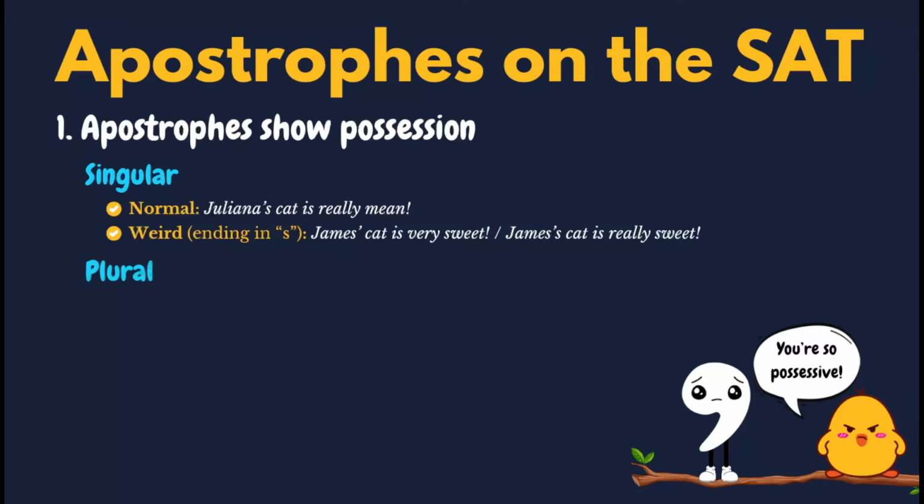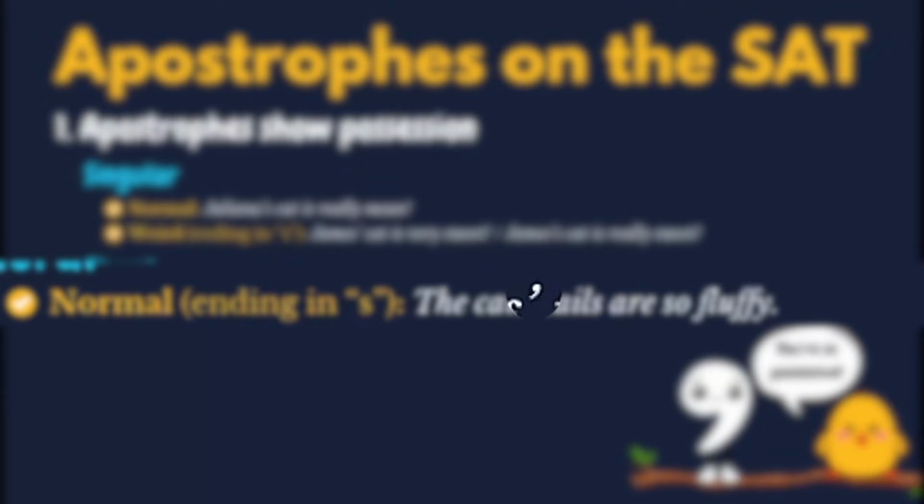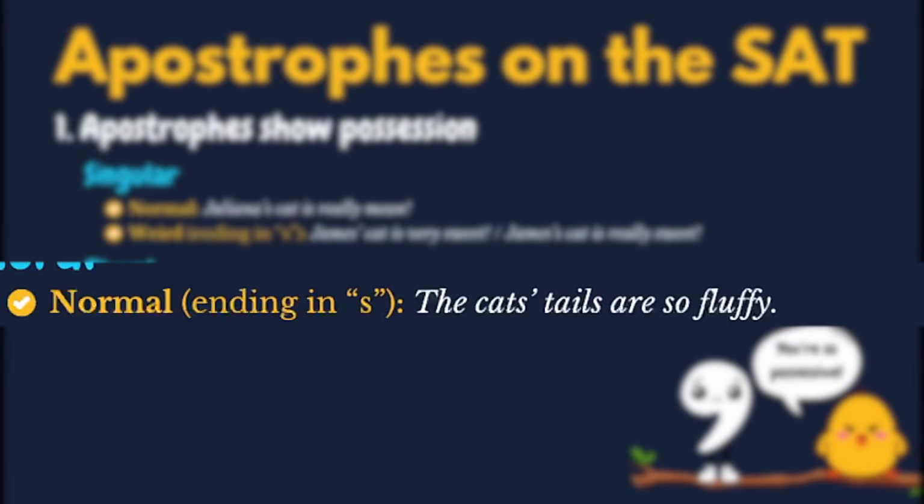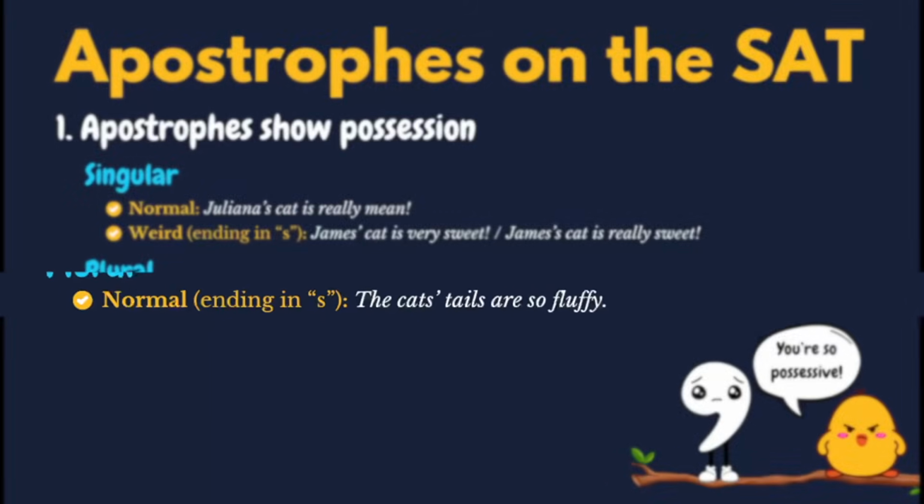Moving on to plural nouns, we've got our normal, which in this case does end in S. It's normal for this to end in S. So we could say the cats' tails are so fluffy. And because it ends in an S, we basically do the same thing that we would do with the weird singular. We add an apostrophe after the S. Keep in mind though, we do not have the option of adding that additional apostrophe S for plural endings. It's just an apostrophe at the end of the word. So the sentence here means there were many cats, all of their tails are fluffy.